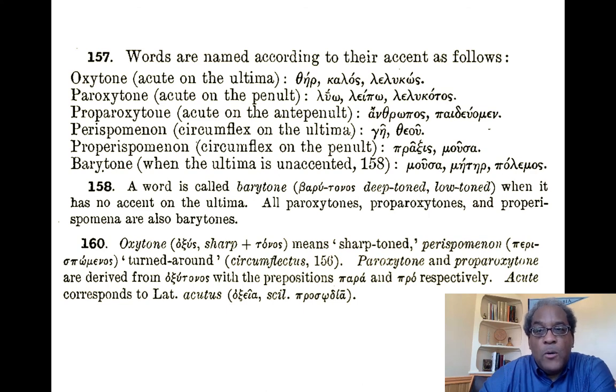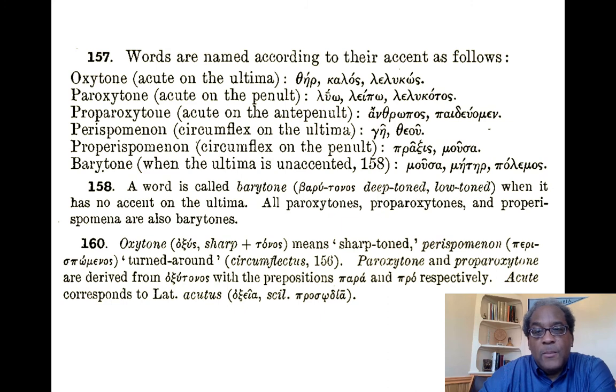Lúō, lépō, lelukótos. A proparoxytone has an acute on the third from the last syllable, the antepenult: ánthrōpos, paideúomen. A perispomenon has a circumflex on the ultima: gê, dôu. A properispomenon has a circumflex on the penult, or second from the last syllable: prâxis, mousa. And then a baritone is when the ultima is unaccented.